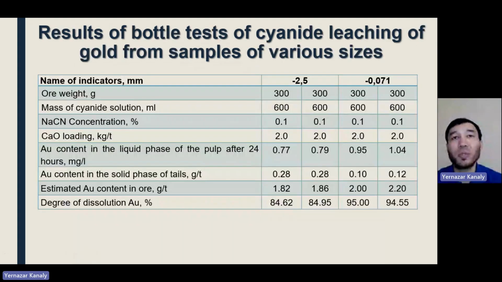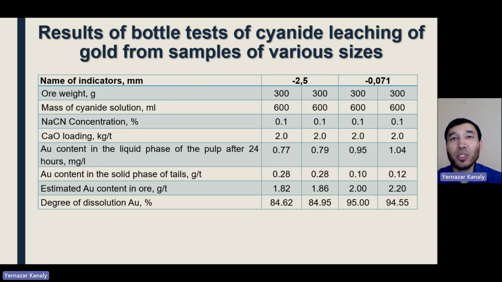Laboratory bottle tests were performed for preliminary assessment of gold dissolution. Laboratory studies on cyanide leaching were carried out in a bottle agitator. The leaching modes were as follows. Mass of ore sample for each experiment was 300 gram. The ratio of solid to liquid is 1:2, pH 10 to 11, sodium cyanide concentration equal to 0.1%, and the leaching duration was 24 hours.